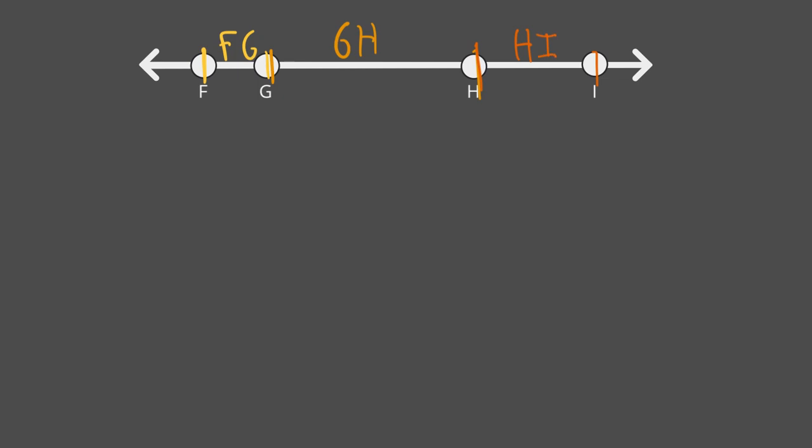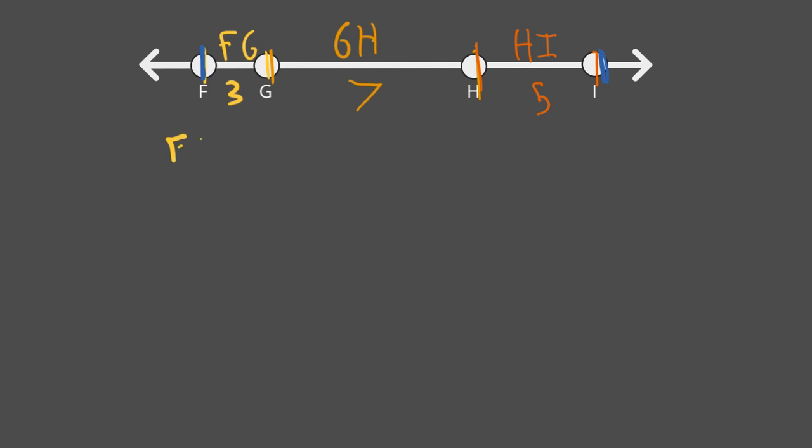We can assign values to each of these segments, call it 3, 7, and 5. And if I wanted you to add those together to tell me what F to I is, could you do it? So let's again write it.